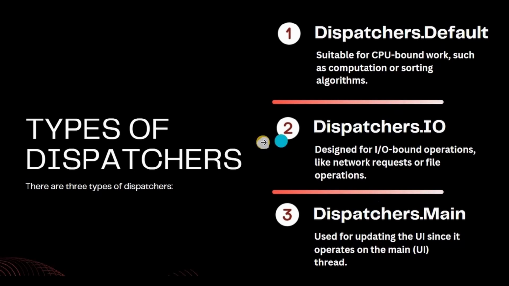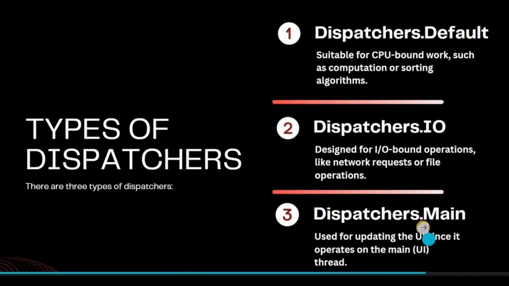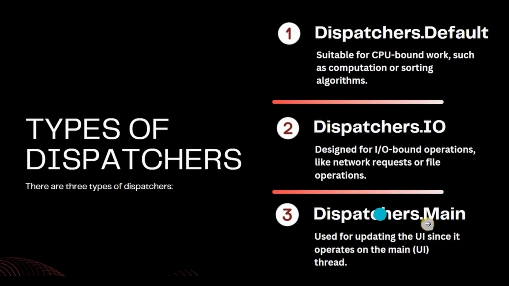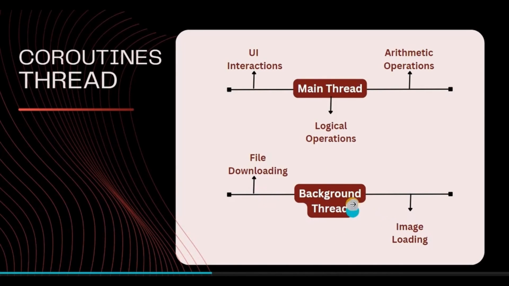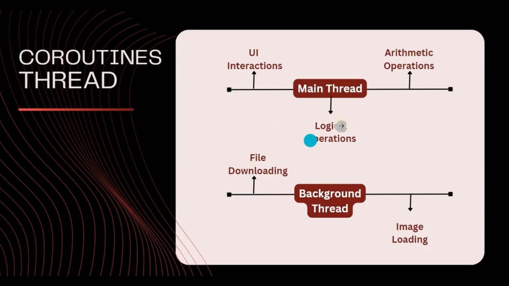Basically, which dispatcher are we supposed to use for which process? Like for CPU-based operations such as computing or sorting algorithms, we are supposed to use Dispatchers.Default. Then for IO-based operations such as network requests or file operations, we are supposed to use Dispatchers.IO, that is our background thread. Then for all the UI-related operations like setOnClickListener or button or setText, we are supposed to use Dispatchers.Main, that is our main thread itself. Got it? Wait, come back to the previous slide. Look, here main thread is handling all the UI related and mathematical operations, and background thread is handling all the IO related operations like file downloading and image downloading, right?